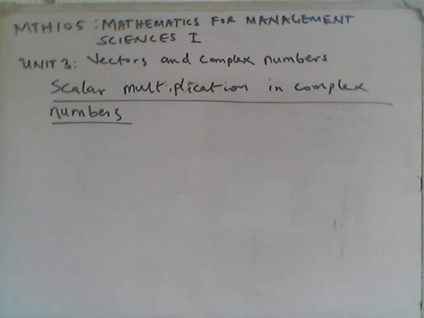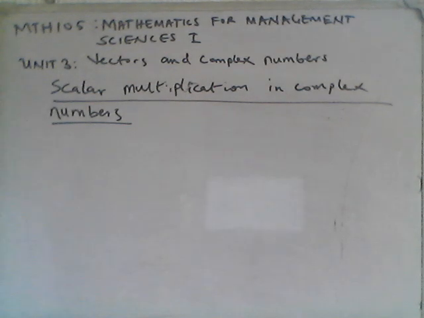This is part 2 of this course, Unit 3 of Math 105, Mathematics for Management Science, Part 1. You have vectors and complex numbers. In the last video, we looked at complex numbers and vectors, though we'll take off from complex numbers where we stopped. And we're looking at scalar multiplication in complex numbers.